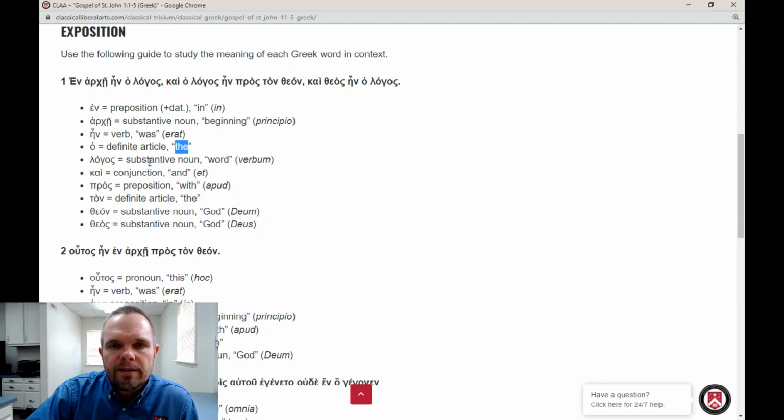Logos is a substantive noun. It means word. It's equivalent to the Latin verbum. So we have ho logos, the word. Remember, in Latin, we translated it into English and we used the English article the, but we would put it in parentheses to remind ourselves that the word the was not present in the Latin text. Here we see in Greek that doesn't need to be done because the definite article is in the Greek text and we translate it directly.